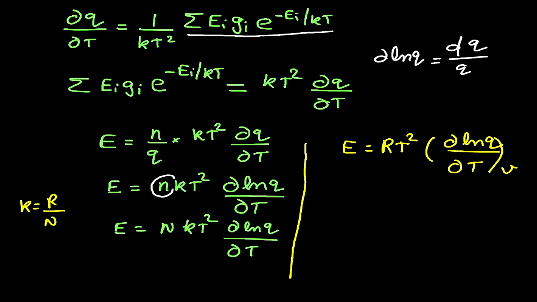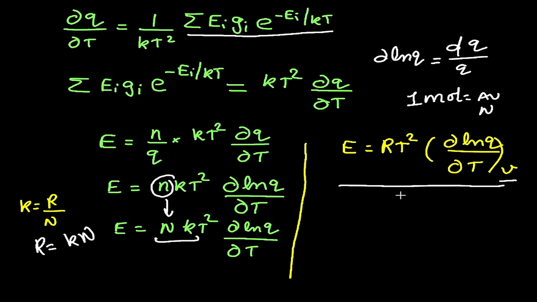Now suppose we are taking N as 1 mole, then 1 mole is equal to Avogadro's number. So for n I am substituting capital N, which represents Avogadro's number, k is the Boltzmann constant, and T is the temperature. Also we know that Boltzmann constant k is equal to R by N, or we could write R is equal to k into N. So this N into k will be substituted as R, where R is the real gas constant: RT squared d ln q by dT at constant volume.